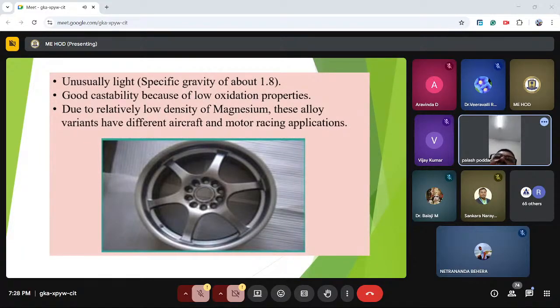Usually it is light, with a specific gravity of around 1.8 gram per cc. It has good castability because of low oxidation. Due to the relatively low density of magnesium, the alloy variants have different aircraft and motor racing applications. You can see the wheel; the wheel rim can be made of this alloy.